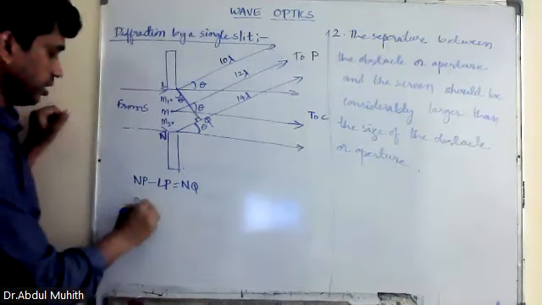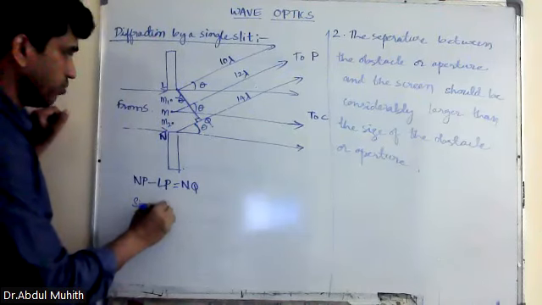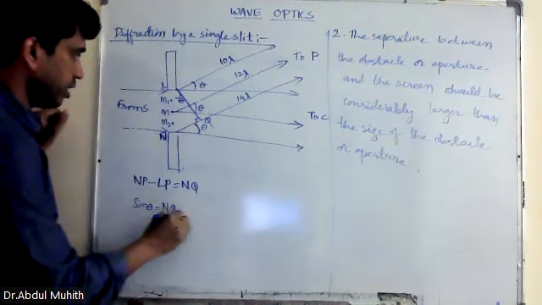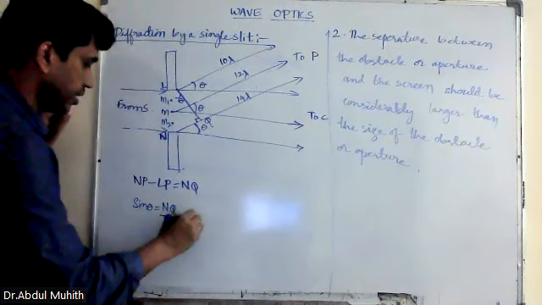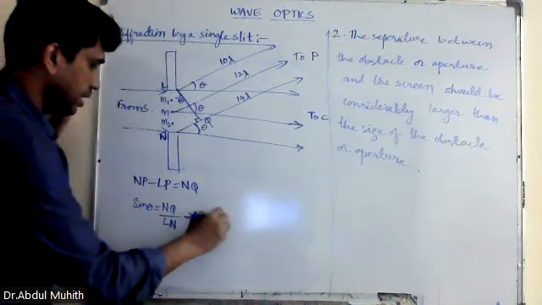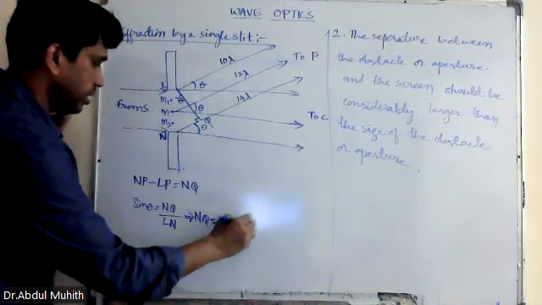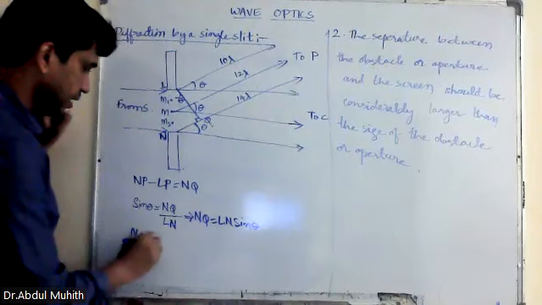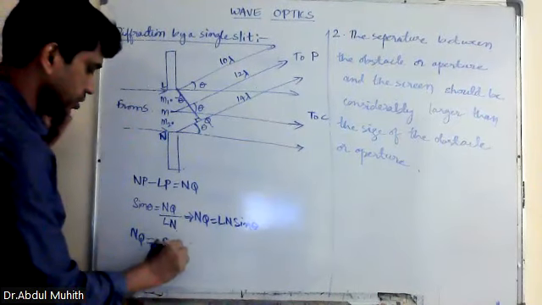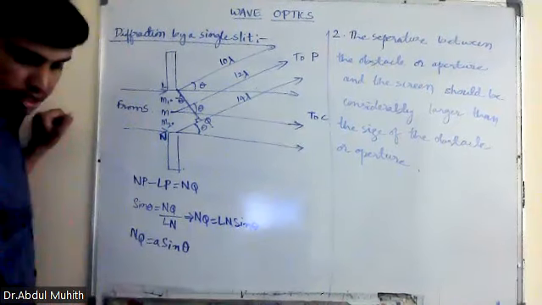Sin theta is equal to opposite side by hypotenuse. What is the opposite side? NQ. And what is the hypotenuse? LN. So what will happen now? Cross multiply. NQ is equal to what? LN sin theta. What is the LN? NQ is equal to A sin theta. Understood now?